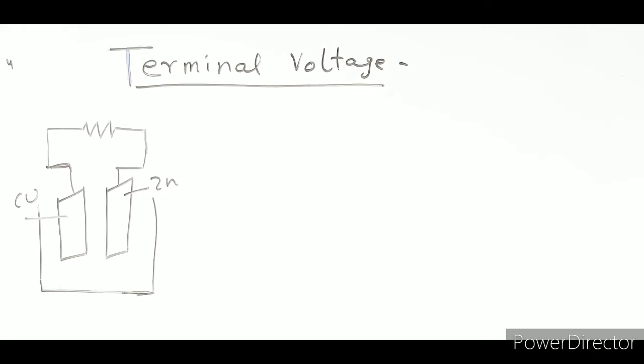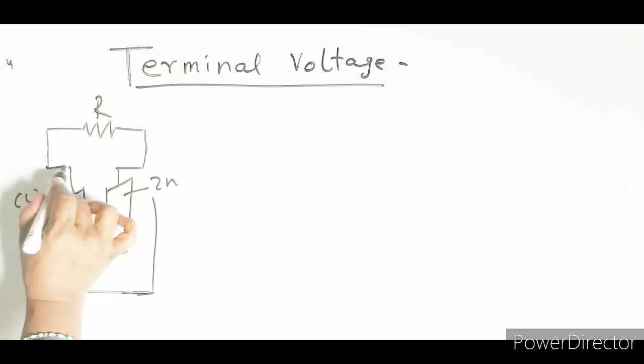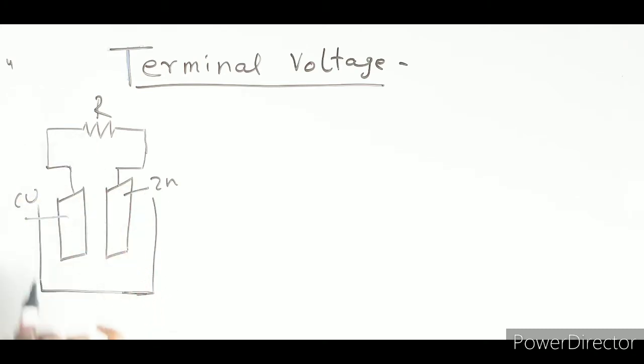We have discussed open circuit and closed circuit. When no current is drawn from the cell, that is an open circuit. The potential difference between the two terminals is known as EMF or electromotive force. Now, we have taken one cell, and this is a closed circuit because a resistor is attached to the terminals of the cell. Here it is the copper electrode and this one is the zinc electrode. Clear? Now we have to find out what the terminal voltage is.